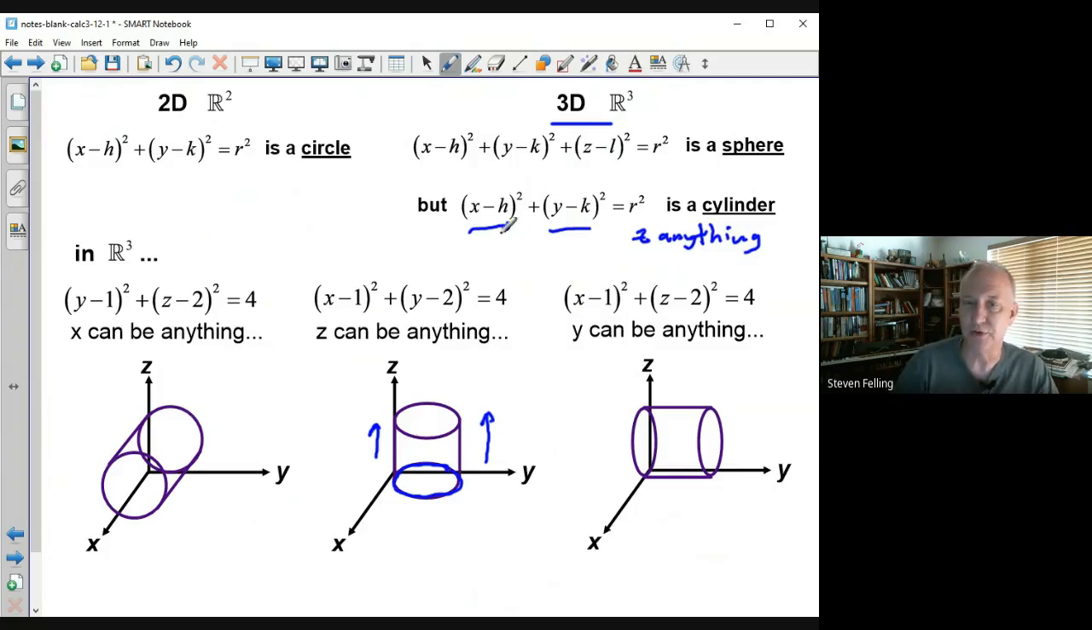So again, we have to know whether this equation is in 2D or 3D. In 2D, it's a circle. In 3D, that same equation would become a cylinder. And it depends on which variable is missing. Whichever variable is missing, that's the long, straight side of the cylinder. So in this case, y is missing, so this is being extruded in the y direction. In this case, x is missing. Okay?